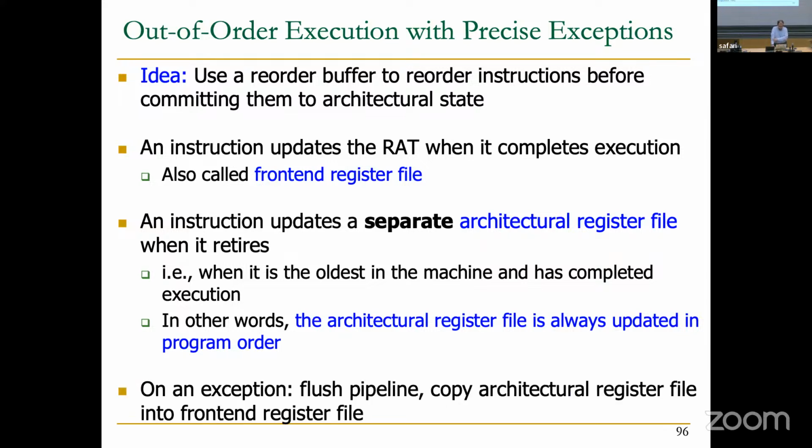Okay. And as already mentioned, when we have an exception, we need to flush the pipeline. We need to copy the architectural register file into the front-end register file. Basically, we need to make sure that we can resume from the exception handler after all.